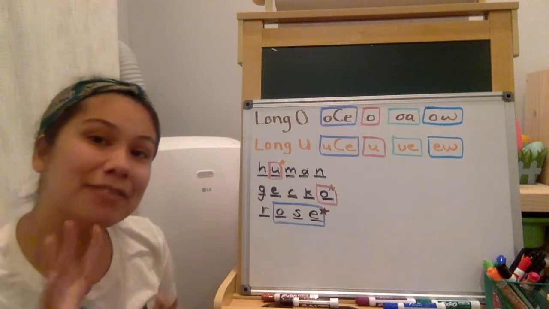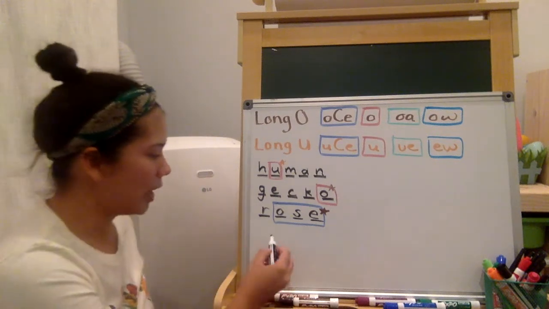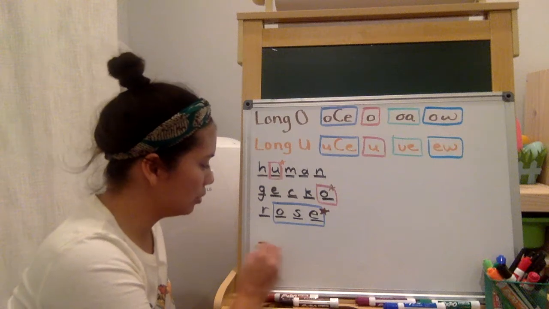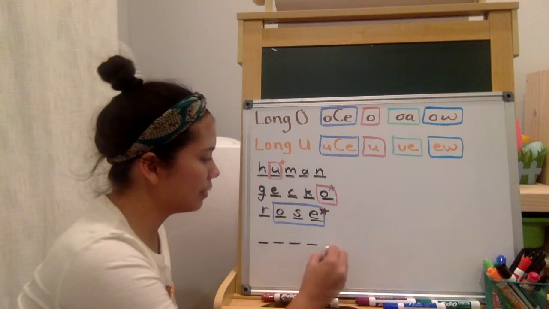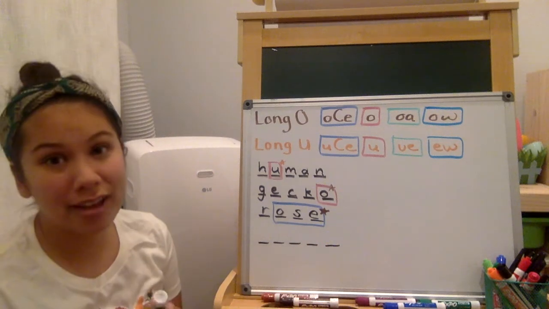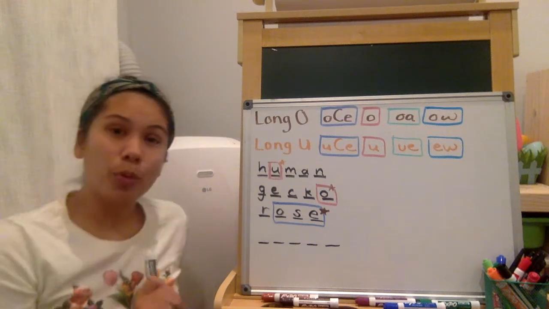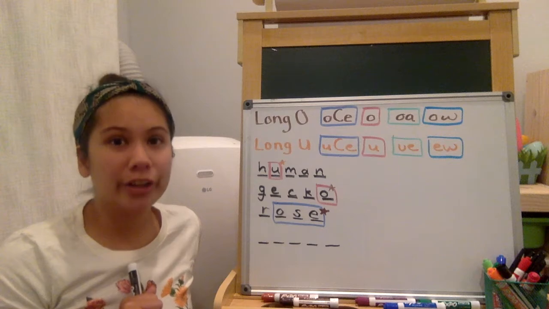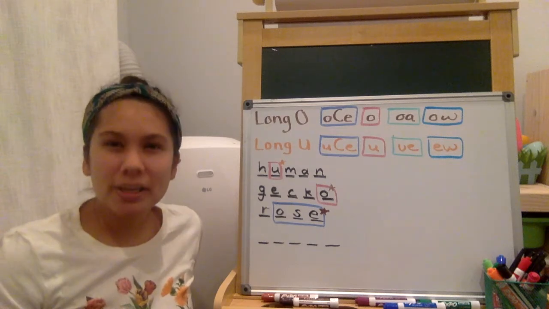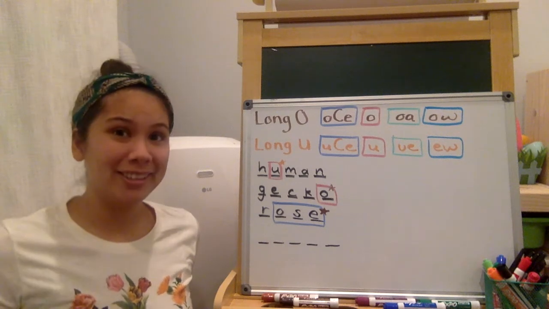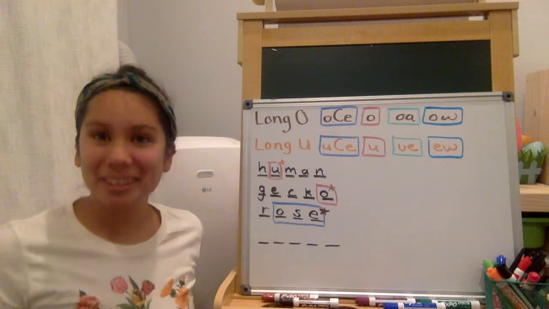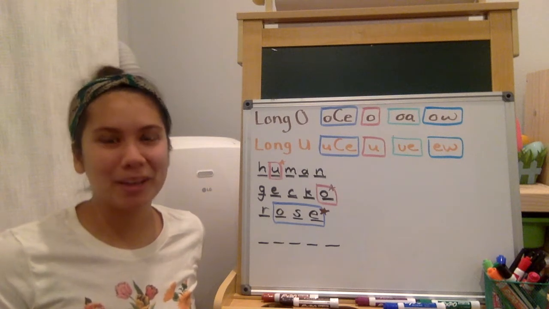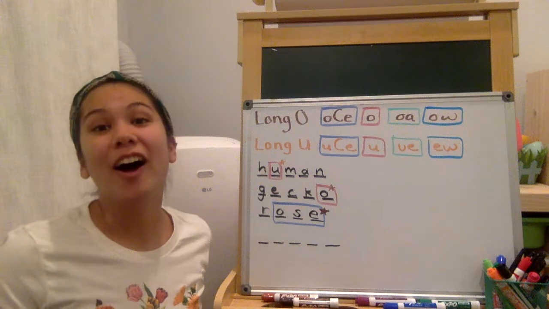Your next word has 5 dashes. Go ahead and draw 5 dashes. 1, 2, 3, 4, 5. The word you're going to write here is argue. We sometimes need to argue our point. It's okay to argue as long as you do so respectfully and with evidence.